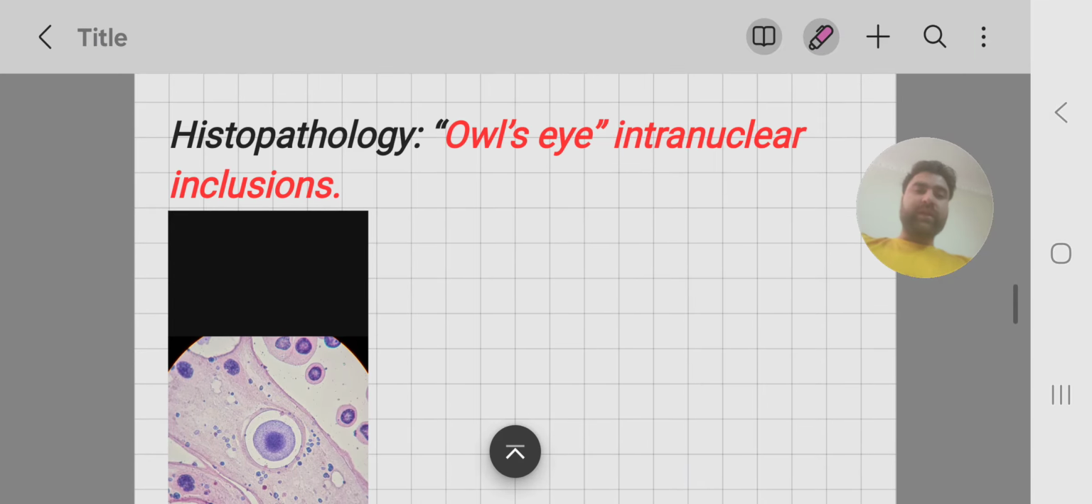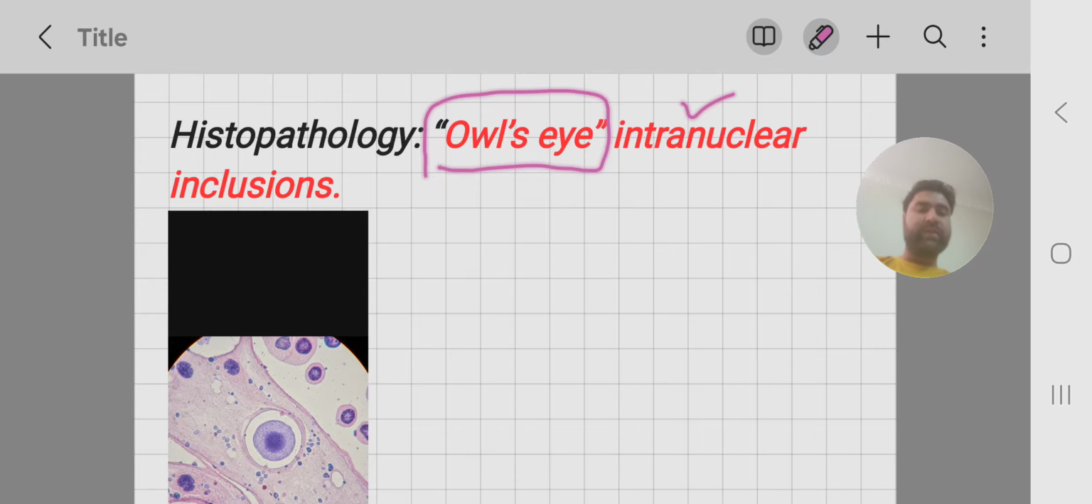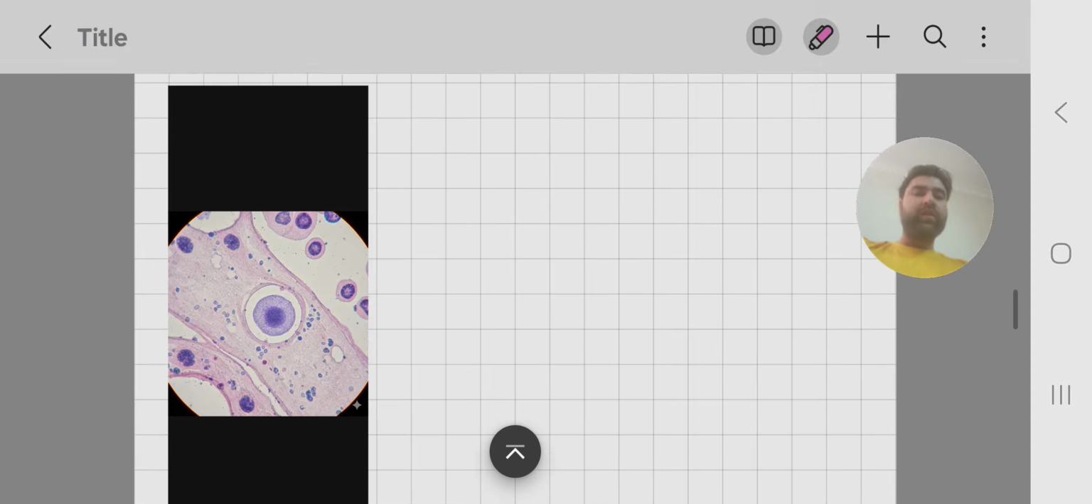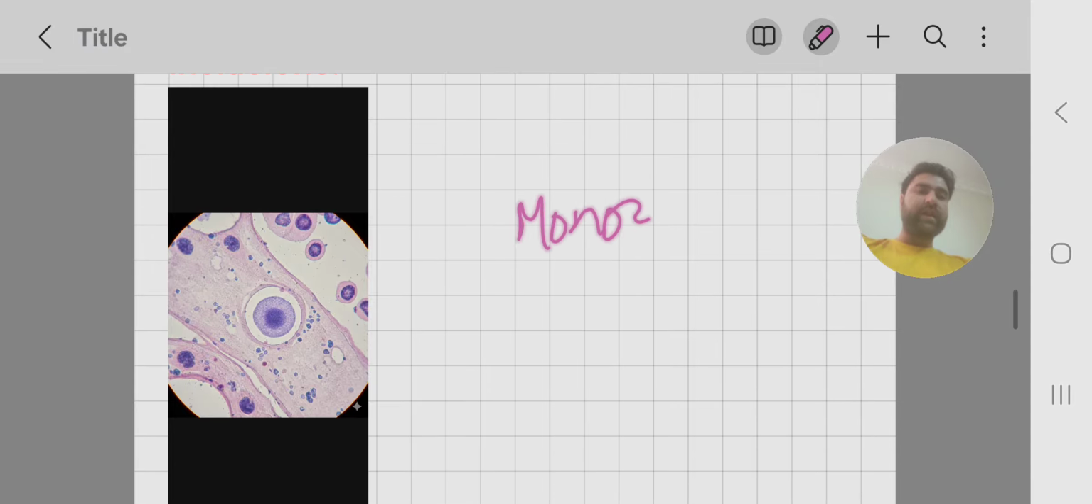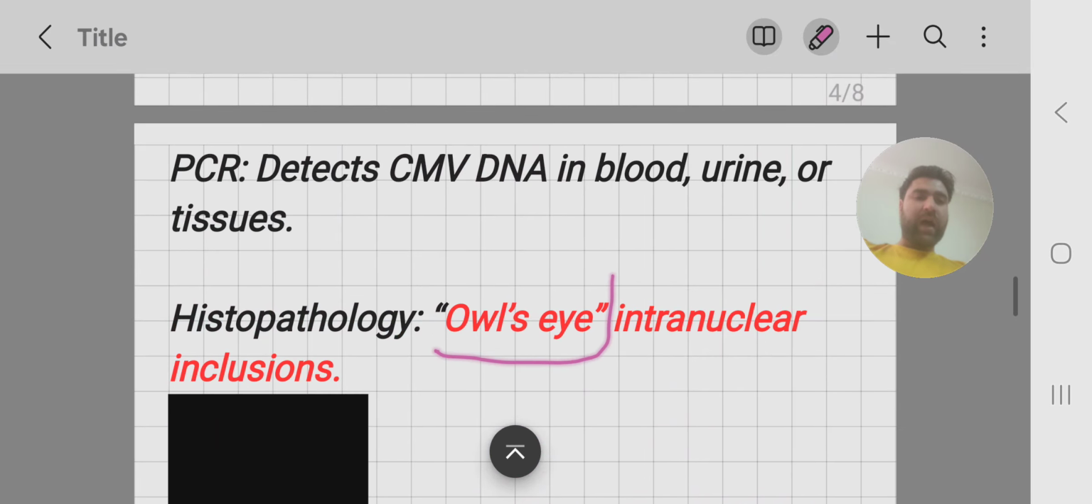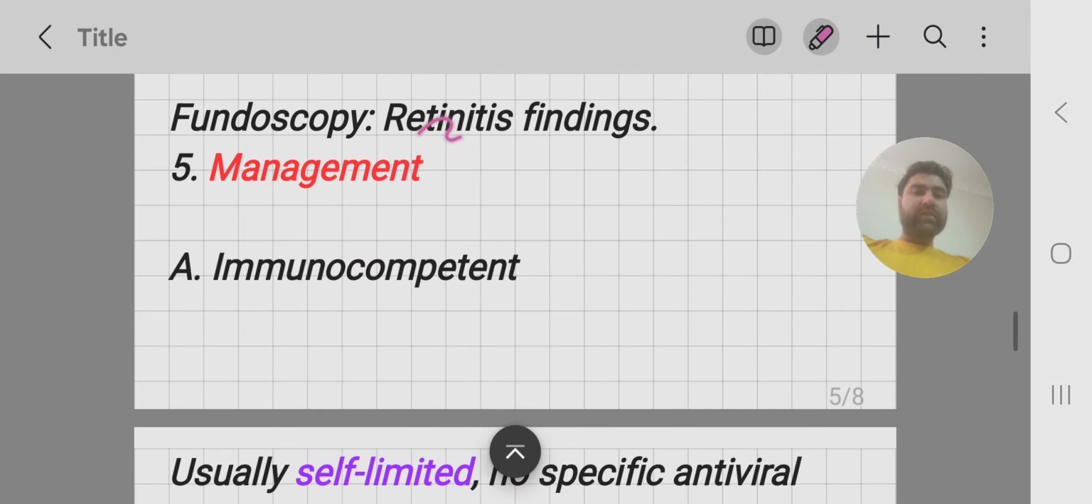Also, histopathology can be done. A biopsy is taken, which shows owl's eye intranuclear inclusions inside the cells. Here you can see owl's eye intranuclear inclusions inside the mononuclear cells. Especially mononuclear cells are its targets. So, histopathology shows owl's eye intranuclear inclusions. Fundoscopy shows the retinitis finding, as I have told you, hemorrhage and necrosis leading to pizza pie appearance.